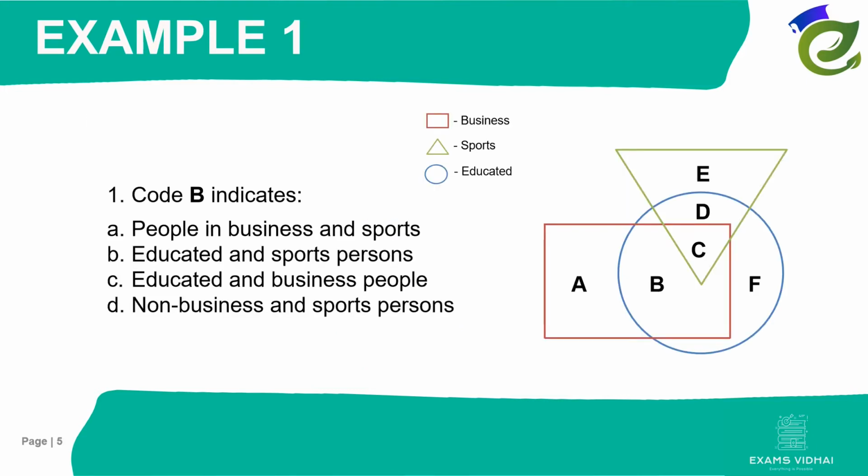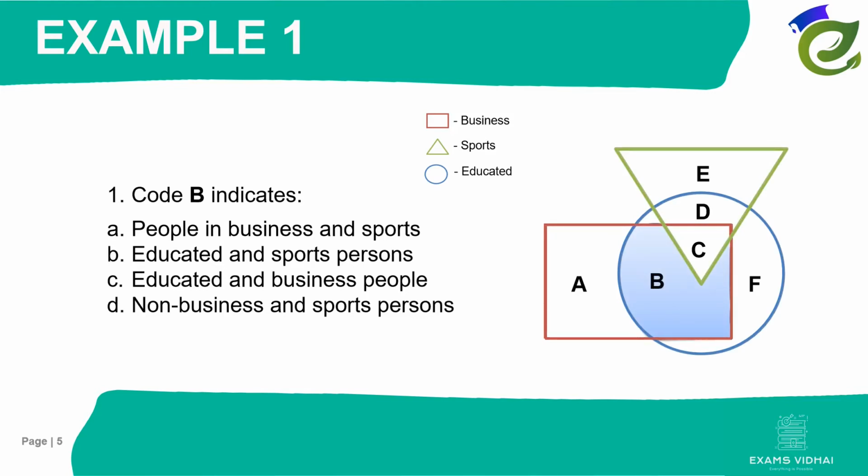What does code B indicate? So we need to find which section of the people does the letter B represent. For this, we follow a two-step process. First we find the area represented by this letter B. From the diagram, we find the letter B represents the area of intersection of the circle and the rectangle, which is nothing but the shaded region.